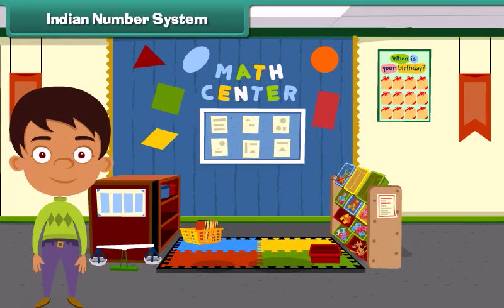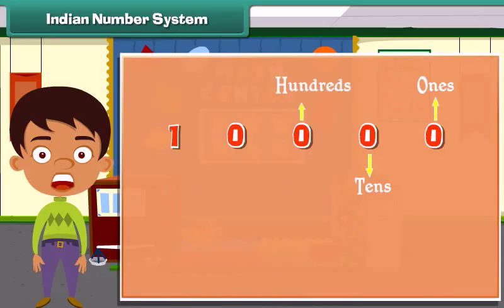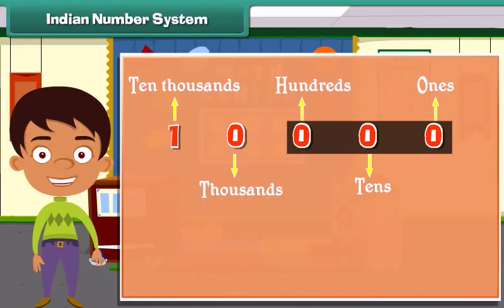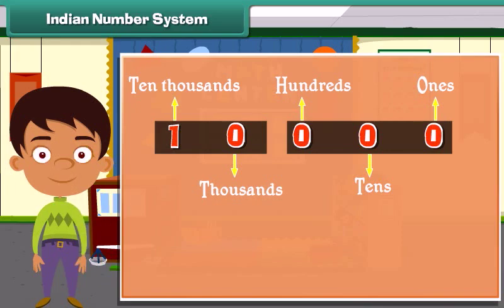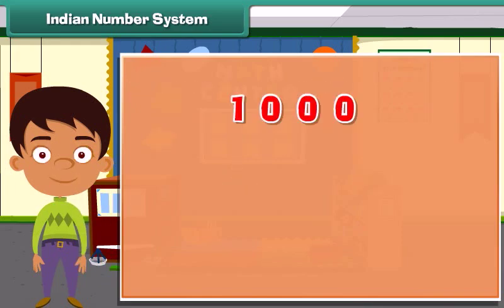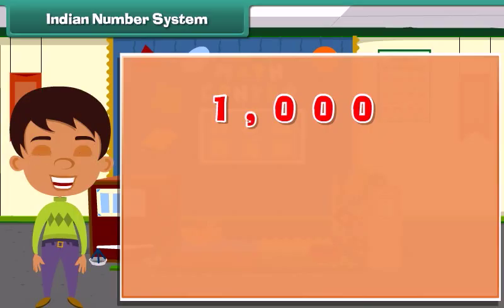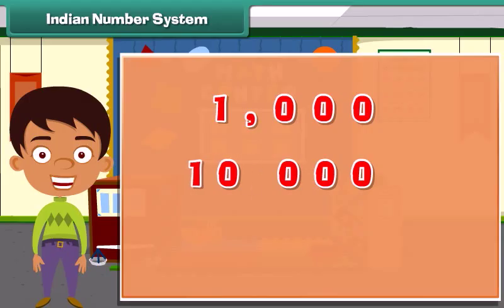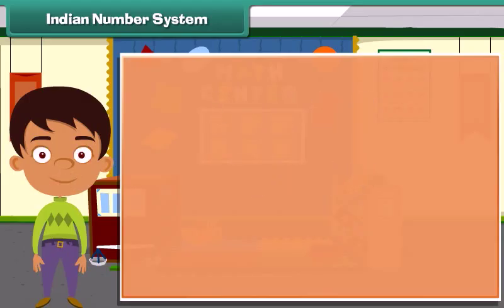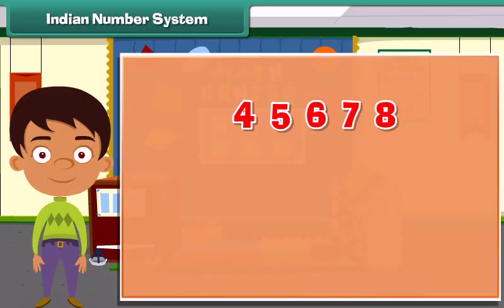Indian number system. The Indian number system groups the last 3 digits of a number together and then groups the rest into sets of 2 digits each. 1000 is written as 1,000. 10,000 is written as 10,000. Now consider the number 45678. The Indian number system will group it as 45,678.